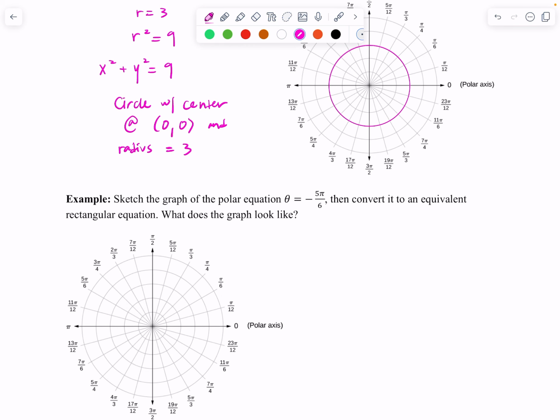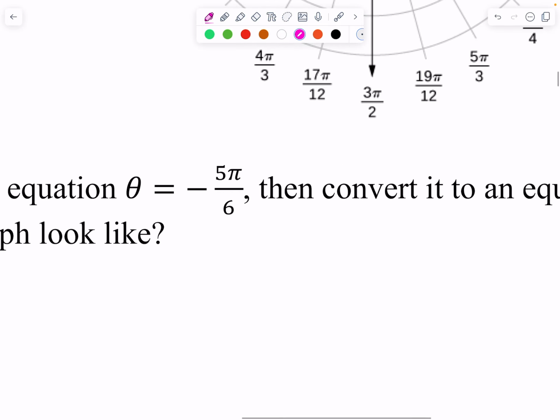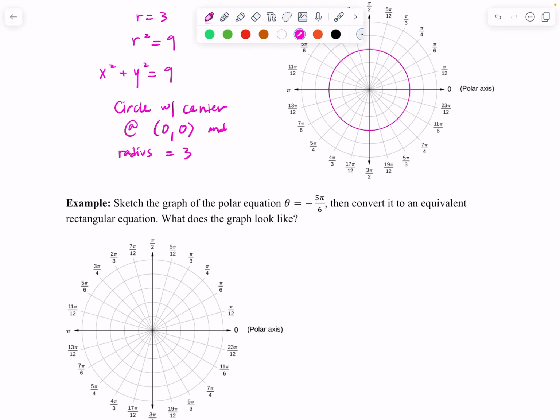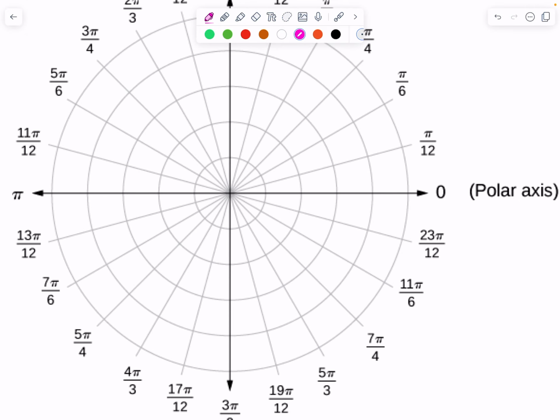And then we also talked about in the last lesson, theta equals an angle. Okay, so theta equals negative 5 pi over 6. We go, okay, well, where is negative 5 pi over 6? Where does that terminate? And negative 5 pi over 6 terminates where 7 pi over 6 terminates, okay?